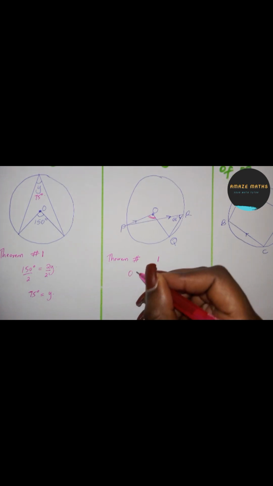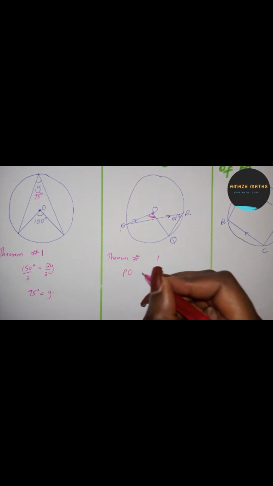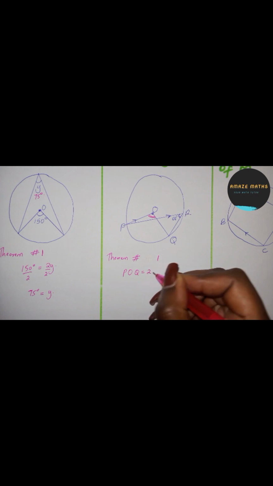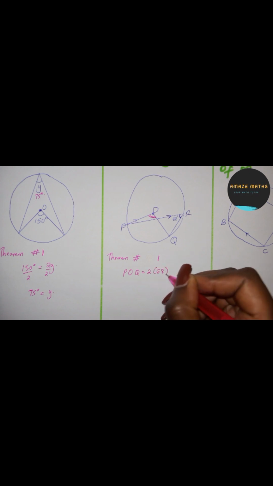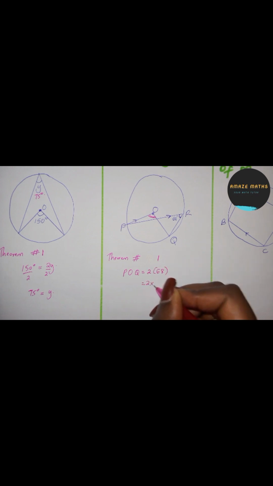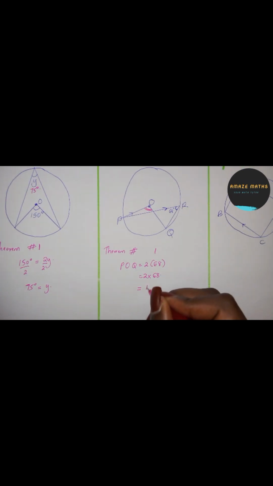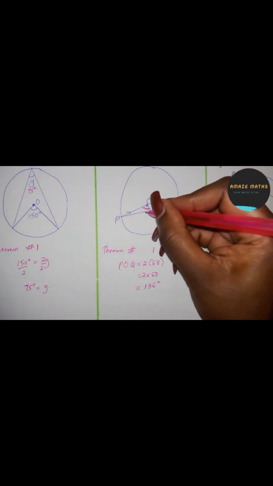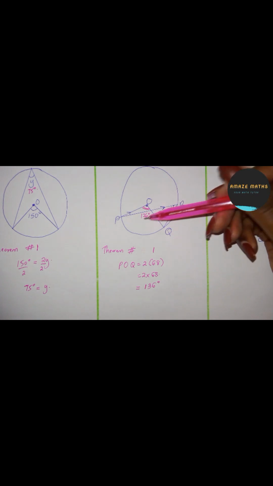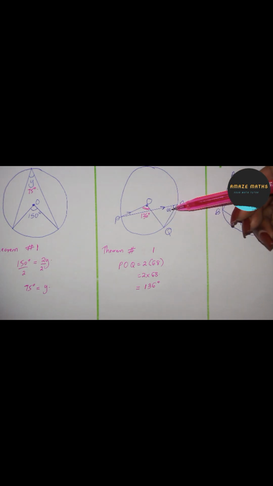So we can say angle POQ is twice 68. So 2 times 68, that would be 136 degrees. So this angle is 136, such that if you do 136 divided by 2, you get 68, which is the angle at the circumference.